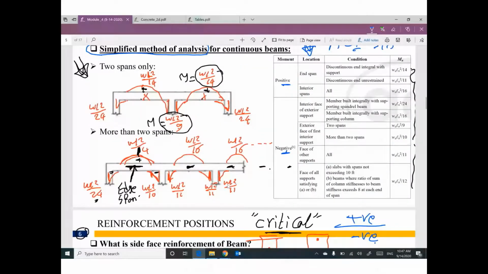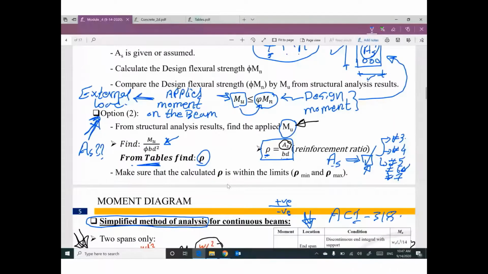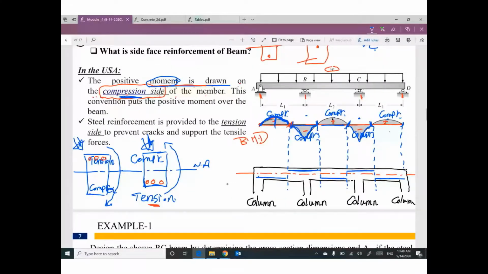You told me if you have a moment, I can figure out the value of rho. I can figure out the area of steel. That's right? Okay, you are done. We have a moment here. Go ahead and get rho. Go ahead and get the area of steel for these bars only.